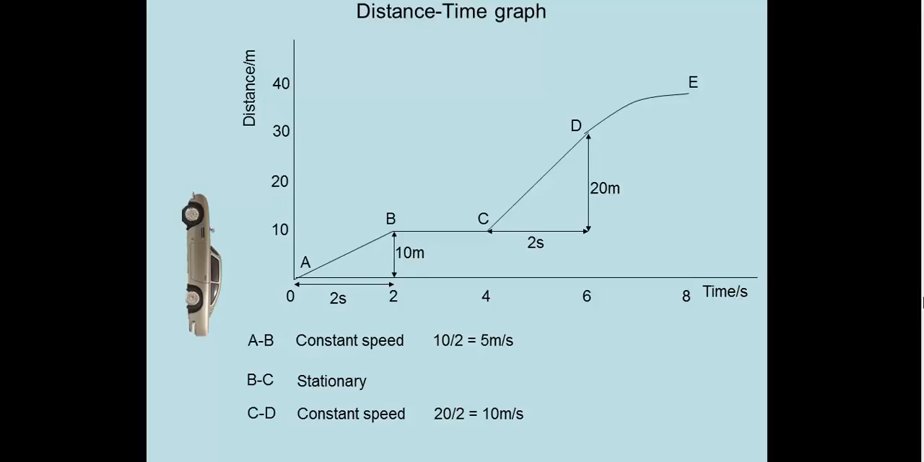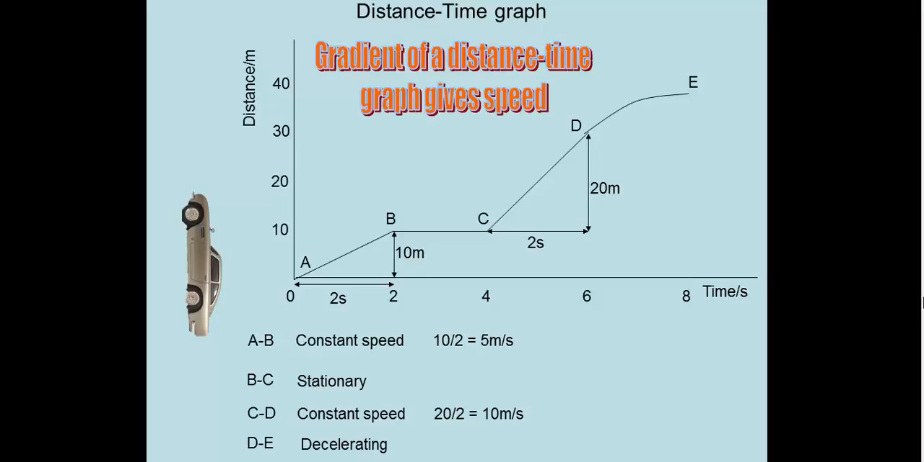The gradient gives the speed, so from D to E the gradient is reducing and the car is decelerating. So the gradient of a distance time graph gives the speed. The car moves at a low speed, stops, moves at a higher speed, and then slows down.